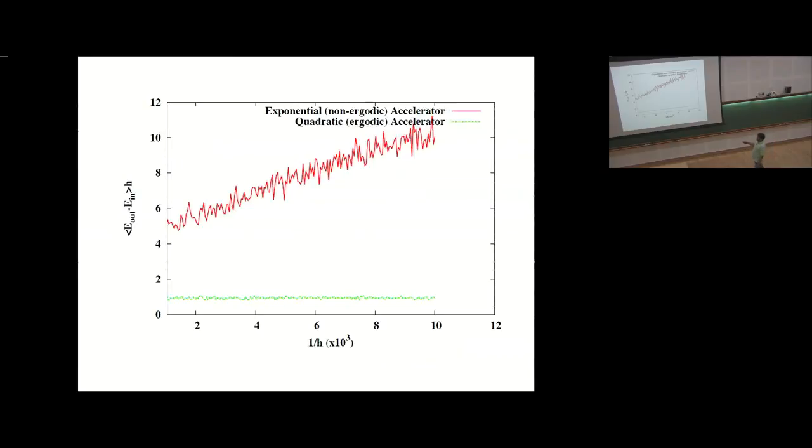So indeed we see that this red line shows the energy gain for an exponential or non-ergodic accelerator, and this green line shows the energy gain for a quadratic or an ergodic accelerator as a function of 1 by h. So as 1 by h increases, or the hole size decreases, the energy gain of my exponential accelerator actually increases, but the energy gain of my quadratic accelerator remains constant.